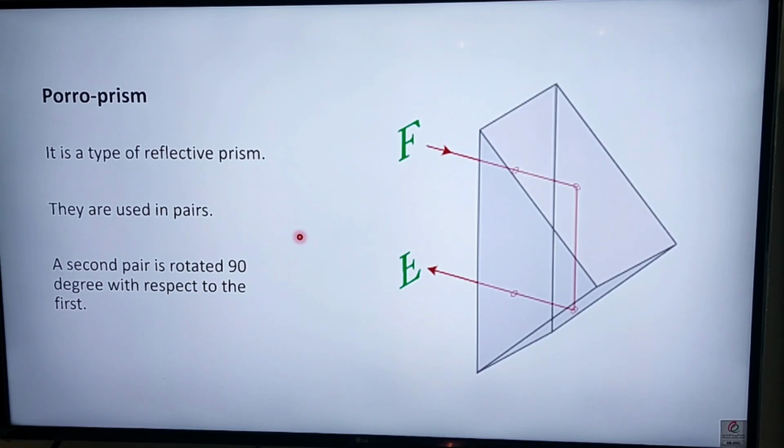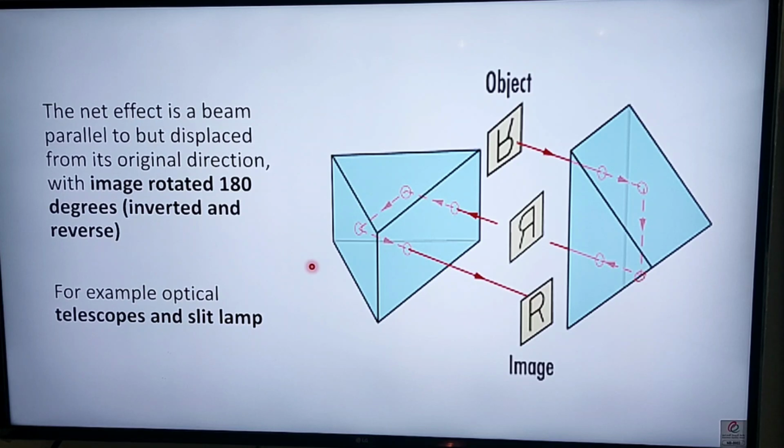Absolutely. Okay, so two prisms that are commonly used, the porro prism. This is a reflective prism used in pairs, so the second one is oriented 90 degrees to the first. What happens is when light passes through the prism, the image is rotated 180 degrees, inverted and reversed. So you can take the light as the object and the image is rotated 180 degrees, inverted and reversed. They are used in telescopes and in slit lamp.